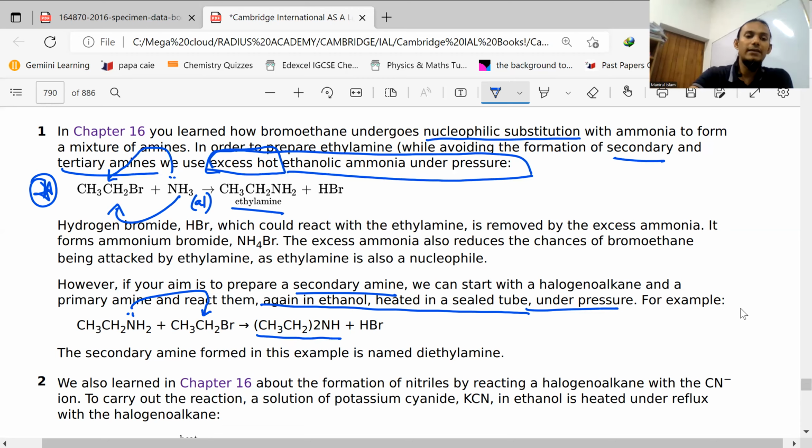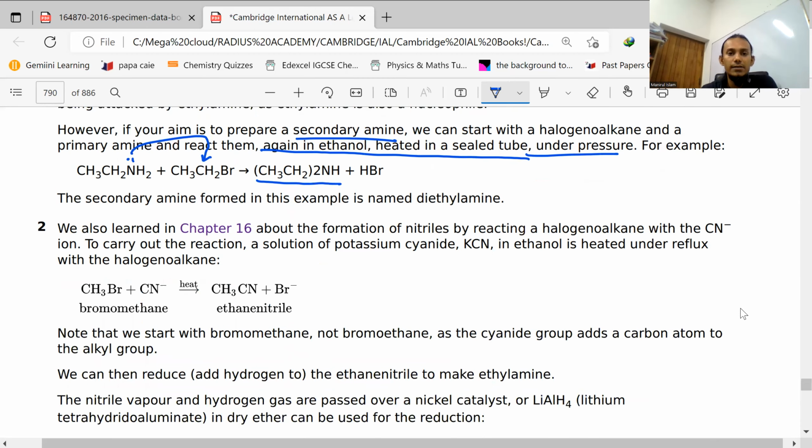So secondary amine, then again tertiary amine. See this, the secondary amine is more basic, so it can form tertiary amine even. It is formed, named diethylamine, fine, but it can form tertiary amine even, right? So it can again react with this amine, forming what?